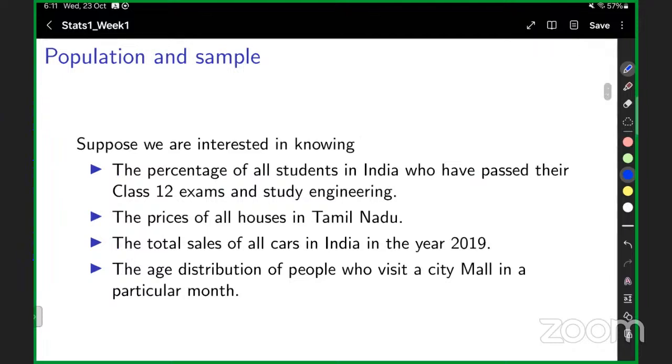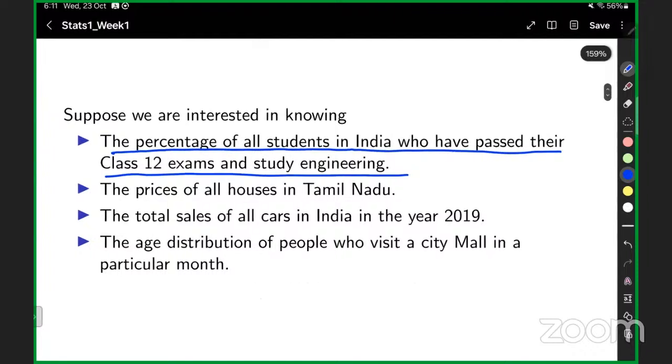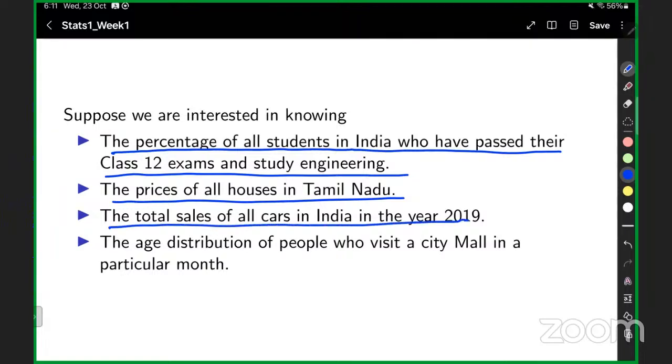So what is a population, and what is a sample? We can see a few examples. Let's say you wanted to see the percentage of all the students in India who have passed their class 12th exam and study engineering. These are the questions. Then prices of all the houses in Tamil Nadu. The total sales of all the cars in India in the year 2019. So all of this we are currently talking about is population.